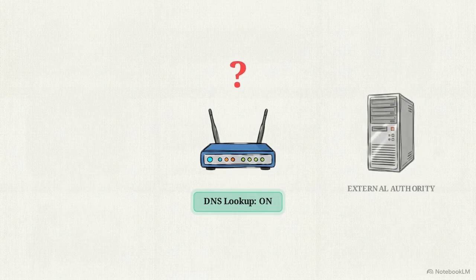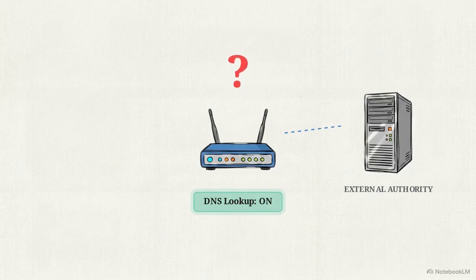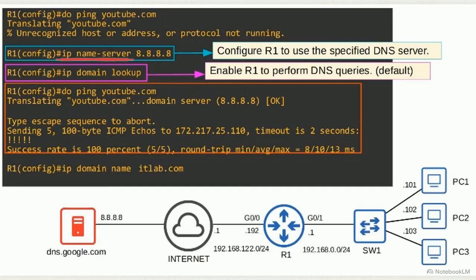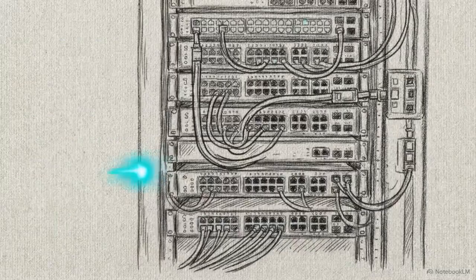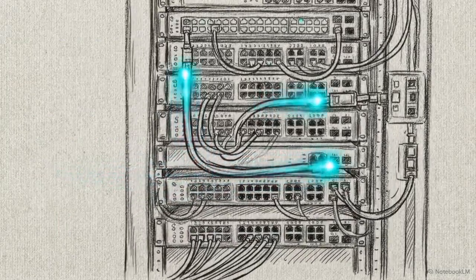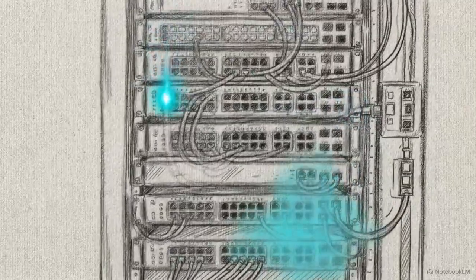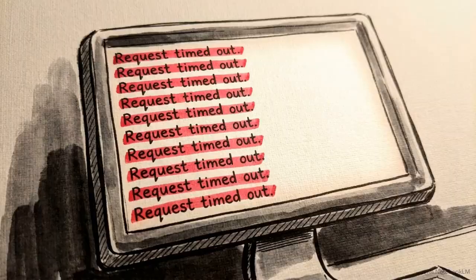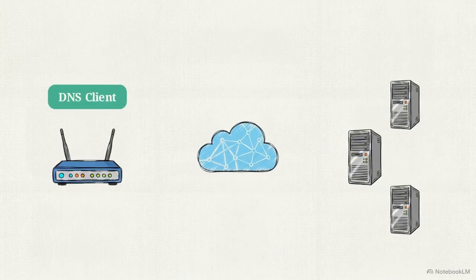The router must be given the specific IP address of an external authority to ask. We handle that with the IP nameserver command. In this example, we're assigning a public external DNS server, specifically Google's at 8.8.8.8. Keep in mind, the router must already possess a valid outbound route to reach this newly assigned external server IP. Otherwise, your requests will drop. By defining a name server and enabling lookups, the router is now configured as a capable DNS client, ready to ask the internet for directions.